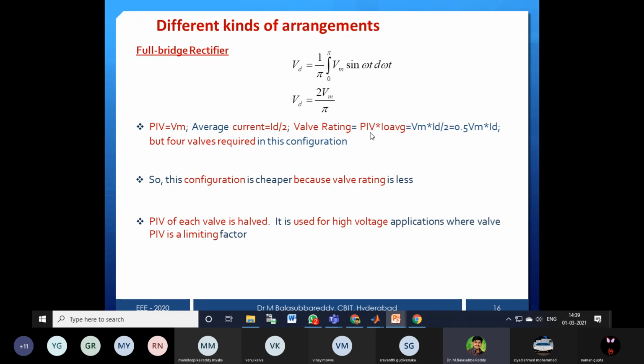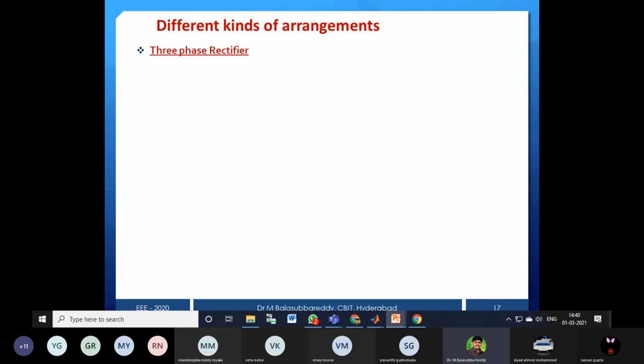In the midpoint converter the peak inverse voltage is 2Vm, which the device has to withstand, whereas here the peak inverse voltage is only Vm. Therefore, for very high voltage applications, the inverse voltage will be less and you can use this kind of rectifier configuration.